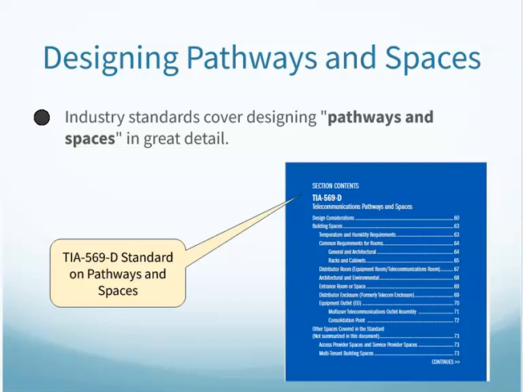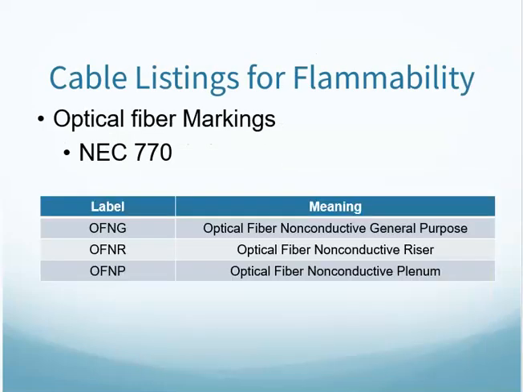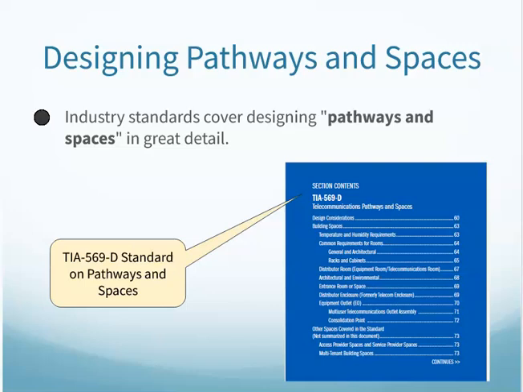All right, CNT140, we are on Chapter 7. We just got done looking at our flammability ratings on copper and fiber cable. So we're now looking at a section on designing your pathways and spaces. There's industry standards that cover designing pathways and spaces. Our TIA 569 standard has all kinds of information about pathways and spaces.